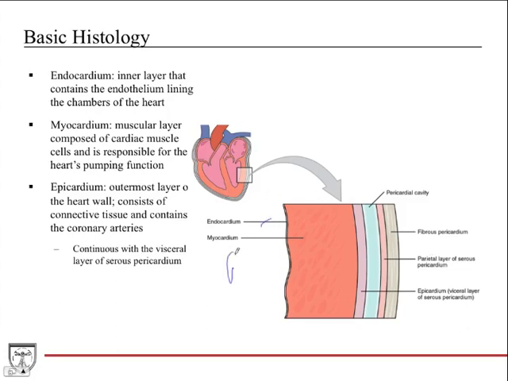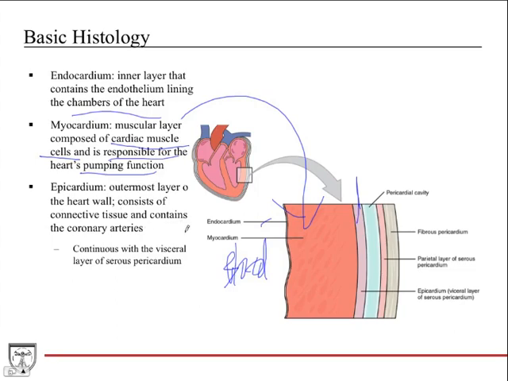This is where the blood is contained in the chambers. It lines the blood, similar to the tunica intima, containing endothelium in the blood vessel, and so it lines the chambers of the heart. The myocardium is the main driver, the muscular layer. It drives the whole function of the heart. This is where the cardiac muscle cells are contained, and again, it's responsible for the heart's pumping action. Then you have the epicardium, which is out here, like we talked about, the outermost layer of the heart wall, and it consists of connective tissue, and this is where the coronary arteries are actually running.